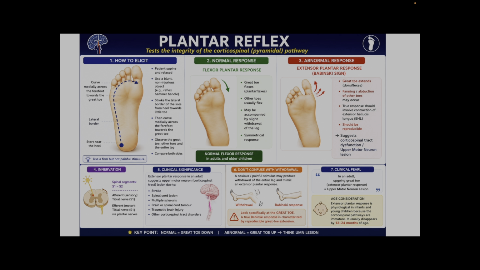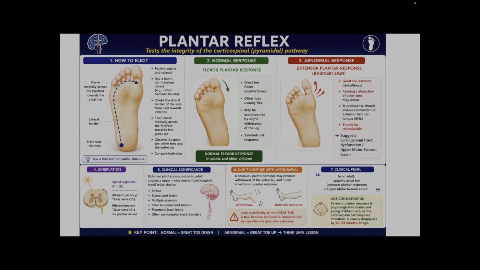For examination, remember one simple rule. In an adult, great toe down is a flexor response. Great toe up, when reproducible, suggests an upper motor neuron lesion. So what does it suggest when the great toe is up? It suggests an upper motor neuron lesion.